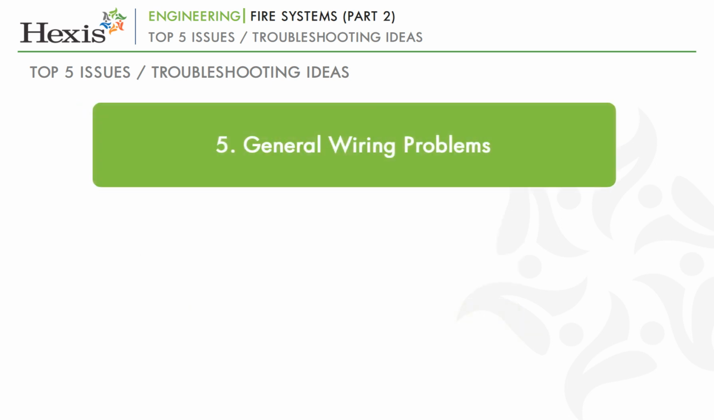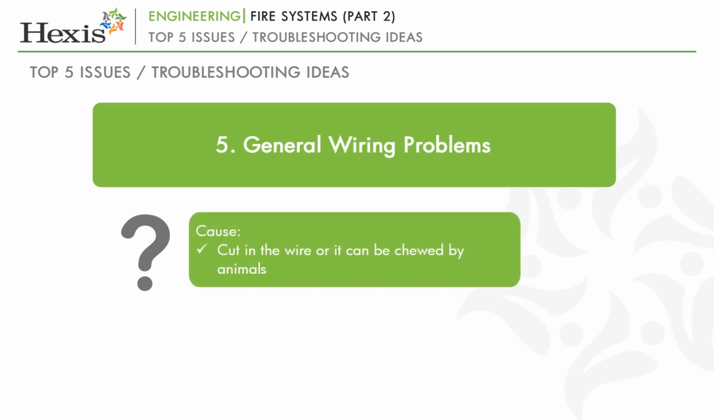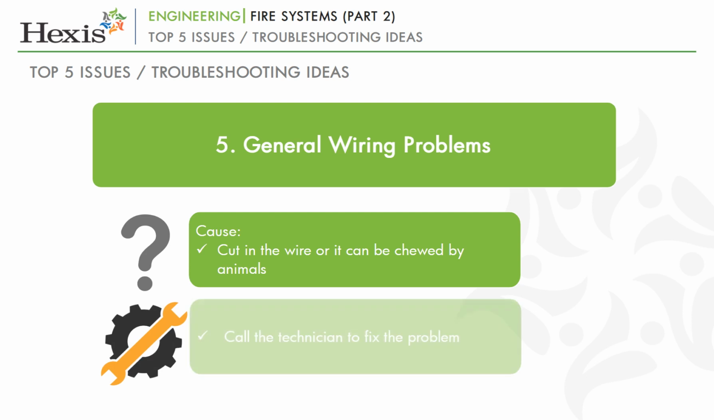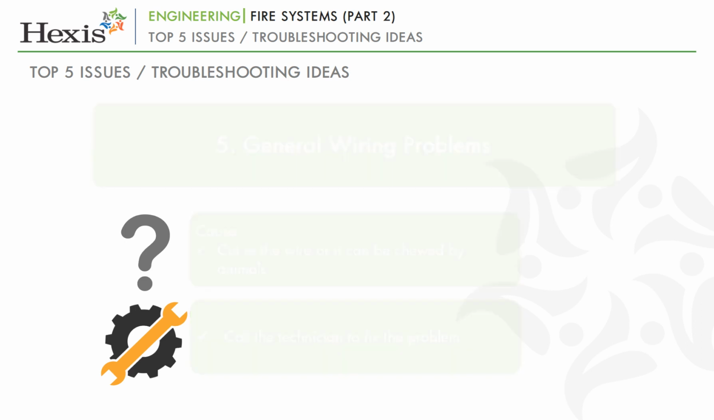General wiring problems. Cause: some wiring from the control panel to the devices in the house is supervised for integrity. If a wire gets cut, chewed through by an animal or just breaks, this could cause a trouble condition on the system. Troubleshoot idea: there is usually nothing you can do to fix this trouble condition. A service call will be needed so that a trained technician can assess and fix the problem.